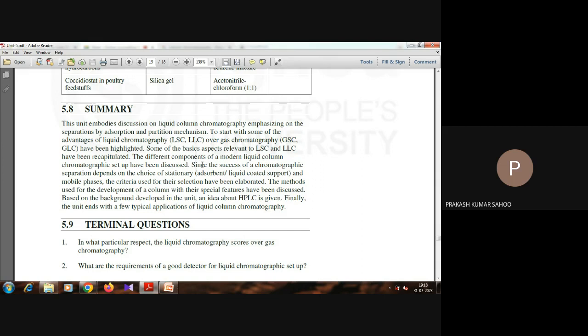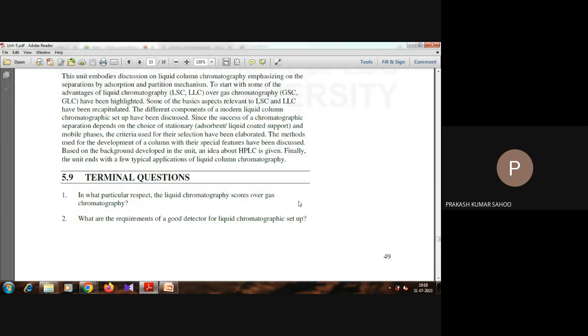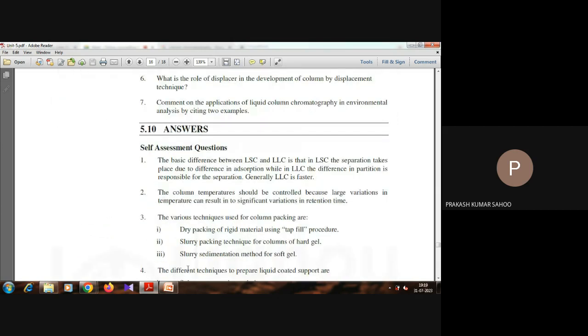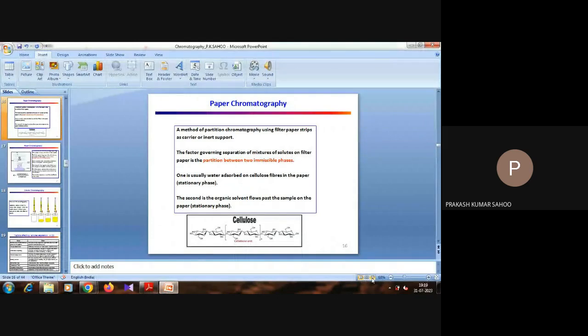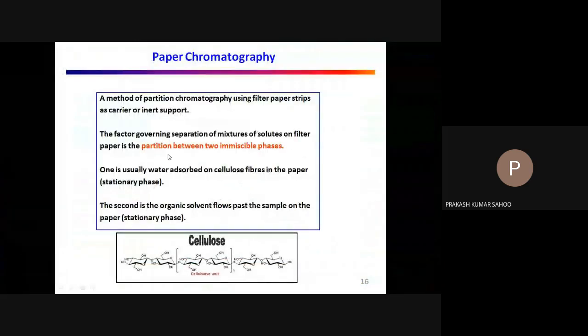The different components of the modern liquid chromatographic setup have been discussed, and we also discussed the instrumentation part for your LC. Since the success of the chromatographic separation depends on the choice of stationary phase and mobile phase, the criteria used for their selection have been elaborated. So this is all about your LC, and in the next class we will have the next part.